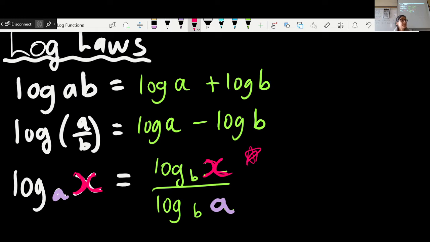Lucas, you have a question? So B is any number that we pick. I'm going to show you with an example so that I can clear this up right away.